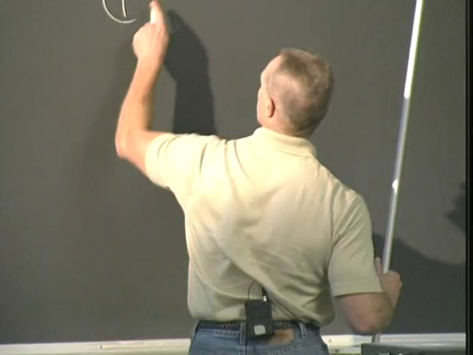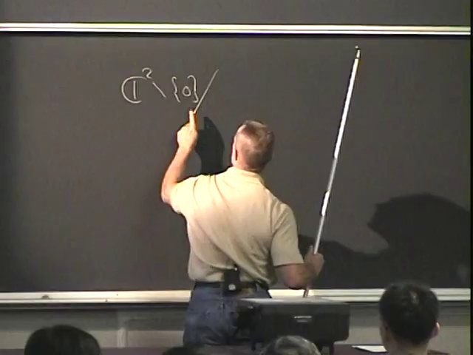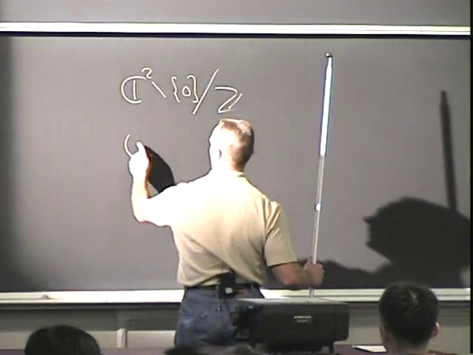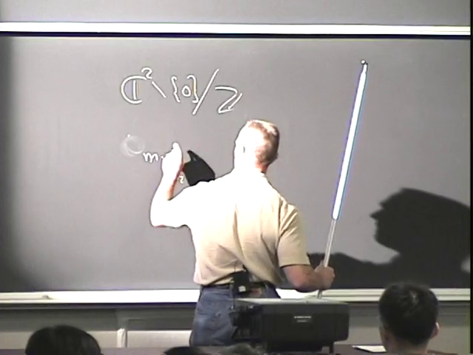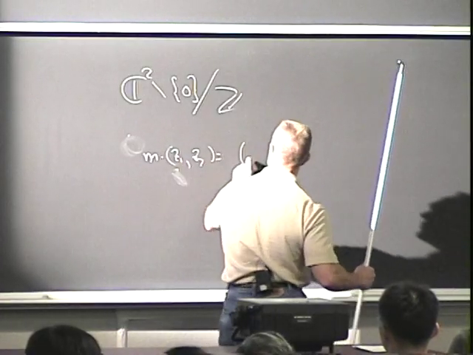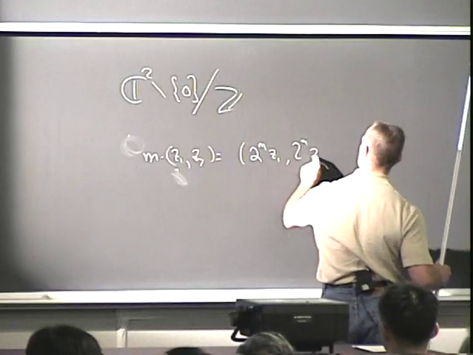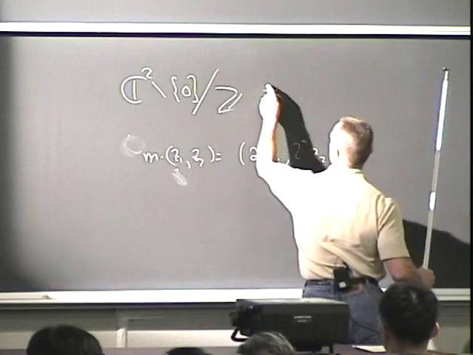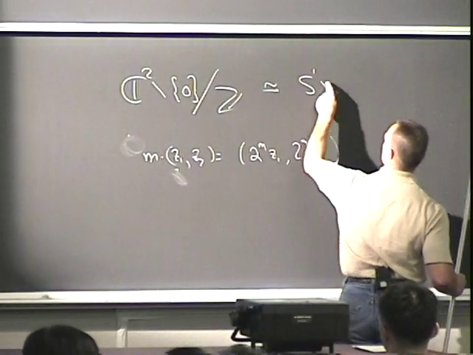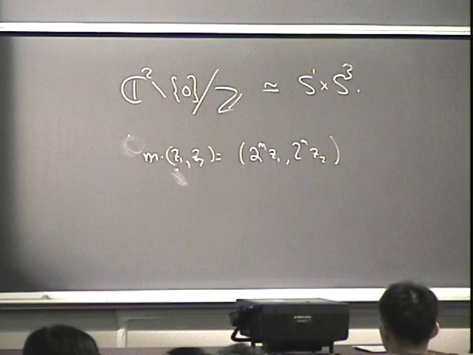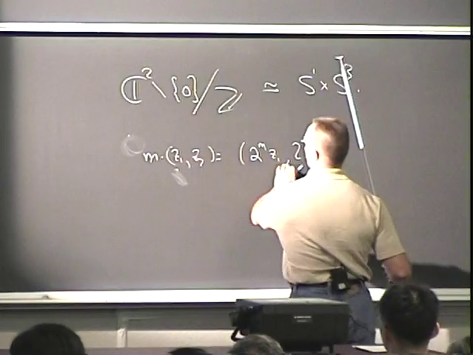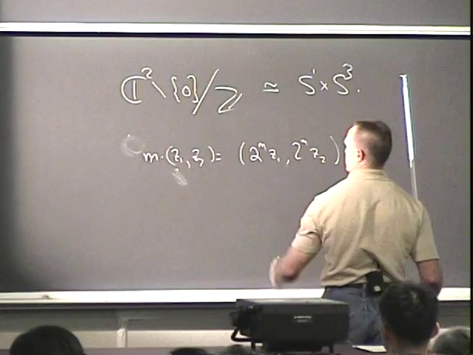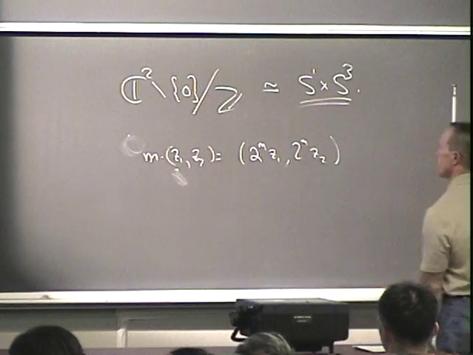For example, if you take C2, take out the origin, and then divide by the action of Z, where m acts on (z1, z2) by (2^m z1, 2^m z2). This guy is topologically S1 times S3, and it's compact. It's complex because this action is complex, so it leaves the complex structure invariant on this guy, and so it passes to the quotient. You get a nice complex structure on this guy.